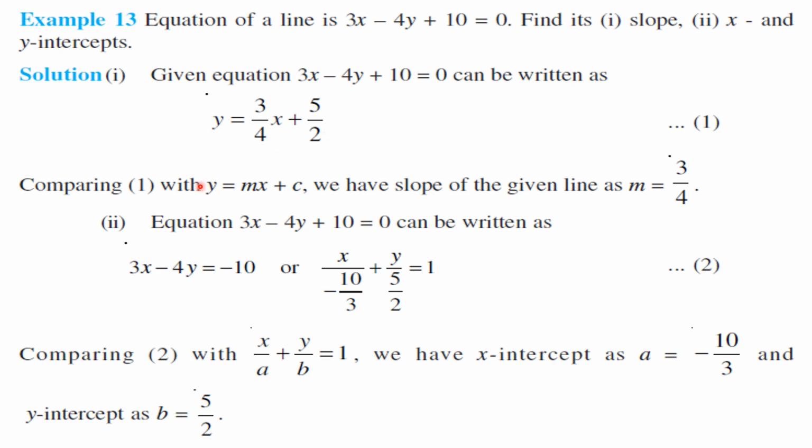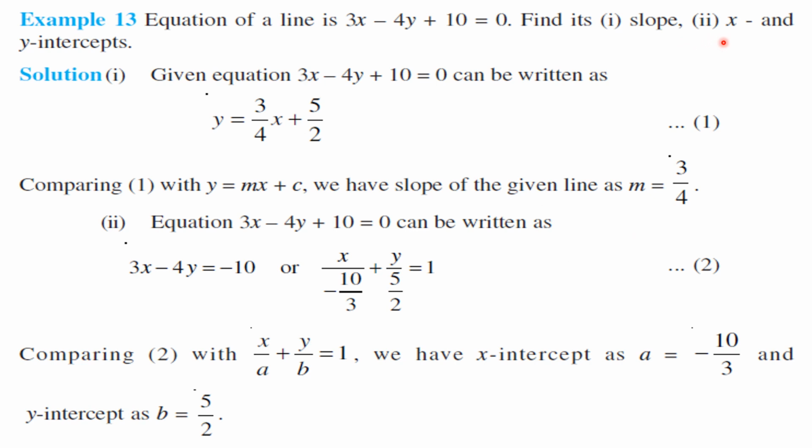Right. Comparing this equation with y is equal to mx plus c, we have the slope of the given line as m is equal to 3 by 4. What is the coefficient of x here? 3 by 4. So this 3 by 4 is said to be the slope of the line when the equation of a line is in the form of y is equal to mx plus c. Okay, my children? Right. So the first part of the question is completed.